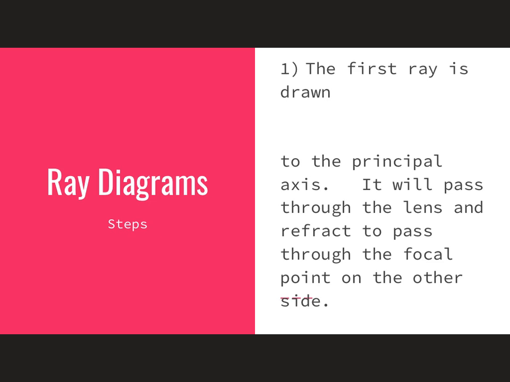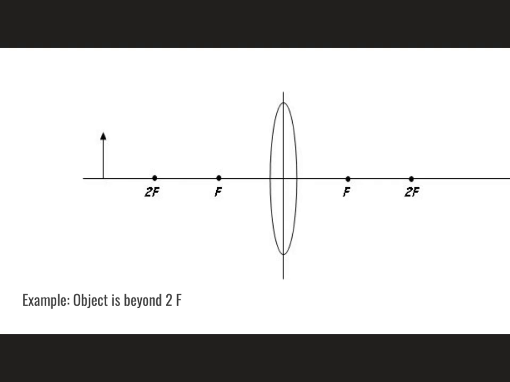So the first ray is always going to be drawn parallel to the principal axis, and it'll pass through the lens and then it will refract down to the focal point on the other side. So this is very similar to when we were looking at mirrors, except instead of bouncing back to the focal point, it travels through to the focal point. So here's what it's going to look like.